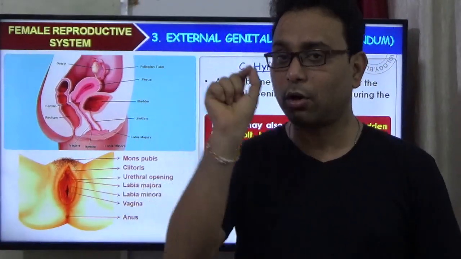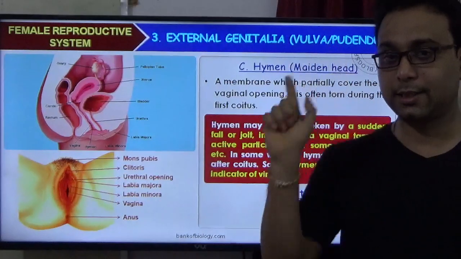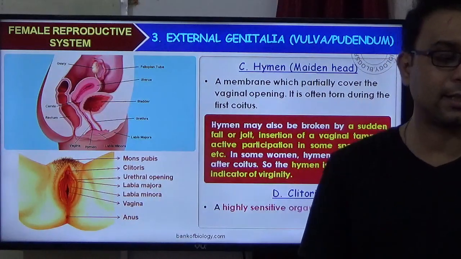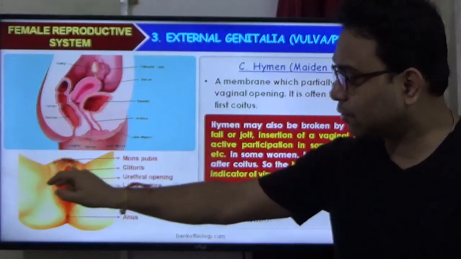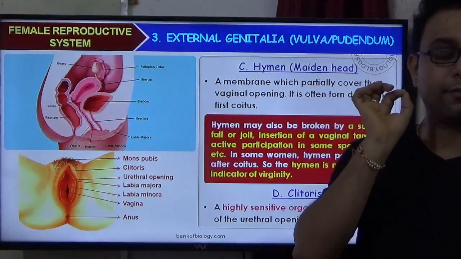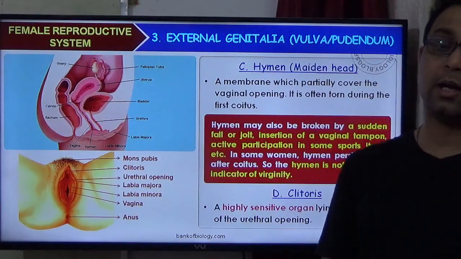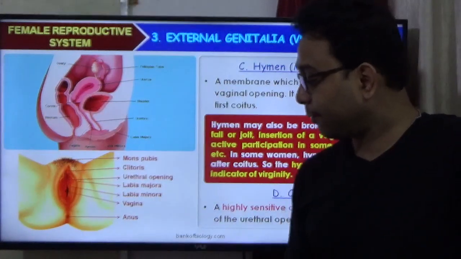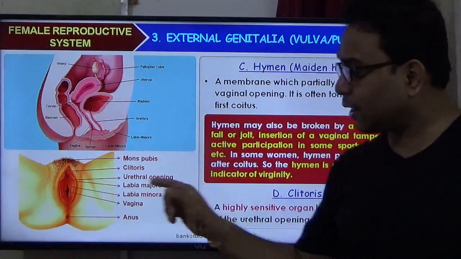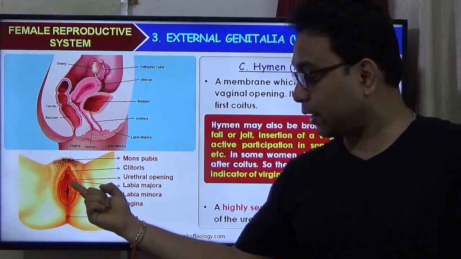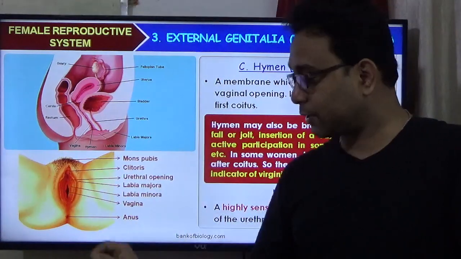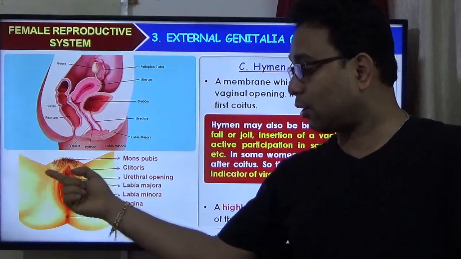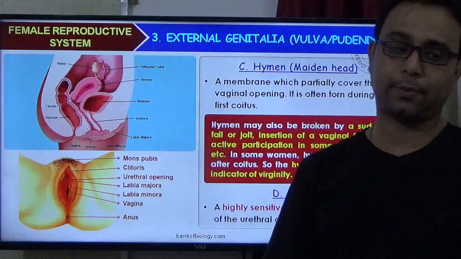Bear in mind, all of the boys, please keep in mind that this information is very important for your real life. Another important part is the clitoris. It is in that particular region. The clitoris is a highly sensitive portion of the human female body. First there is the urethral opening, and in the bottom side the vaginal opening is there. Above the urethral opening, this part is called the clitoris, a highly sensitive part, right?